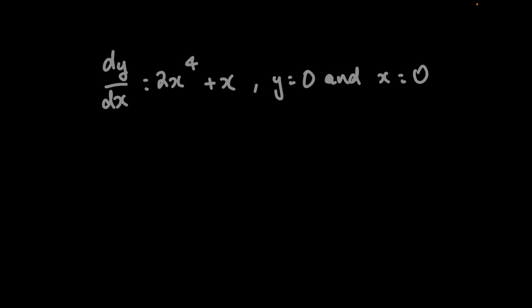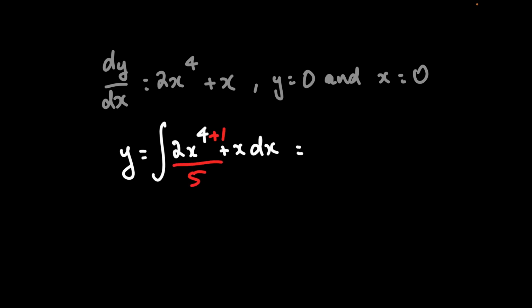Okay, and this is the next one. Find an equation for y in terms of x for this function over here. So first thing we're going to do is just integrate both sides. So y is simply equal to the integral of 2x to the power of 4 plus x dx. And we're going to do the same integral steps as we did before. Add 1 to the power, divide by the new power. That will give us 2x to the power of 5 on 5. Plus, add 1 to the power, so x to the power of 1 plus 1, divided by 2. So that's x squared on 2 plus c.